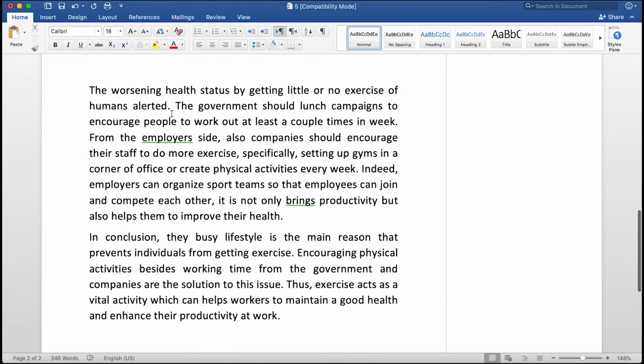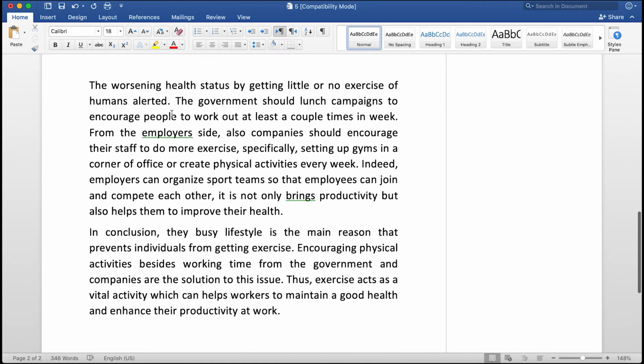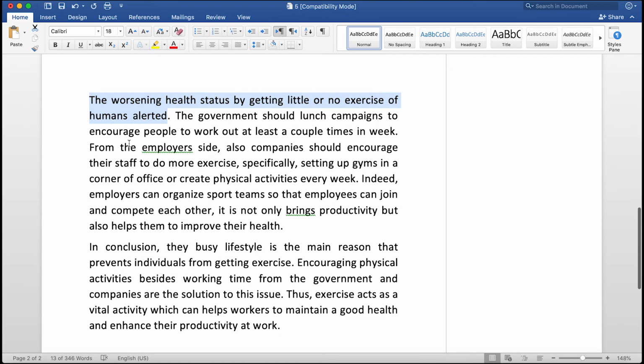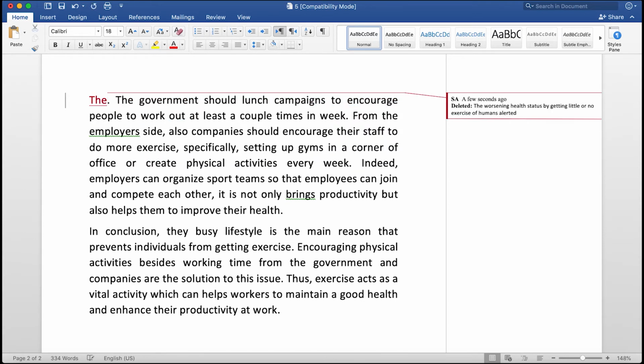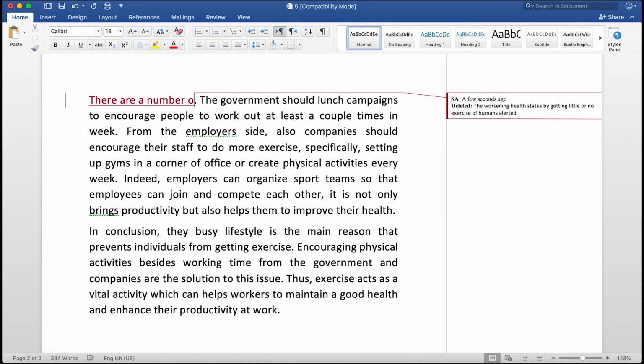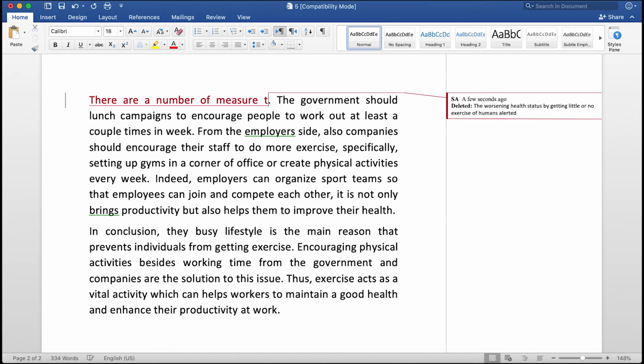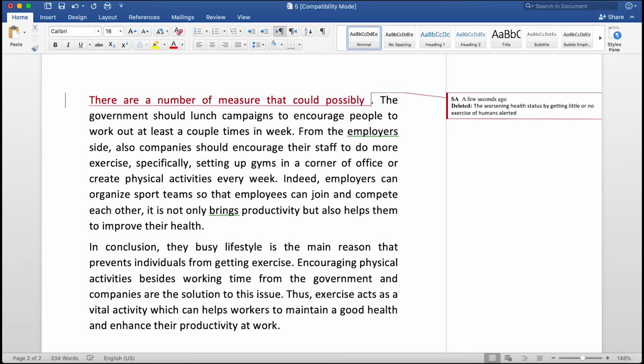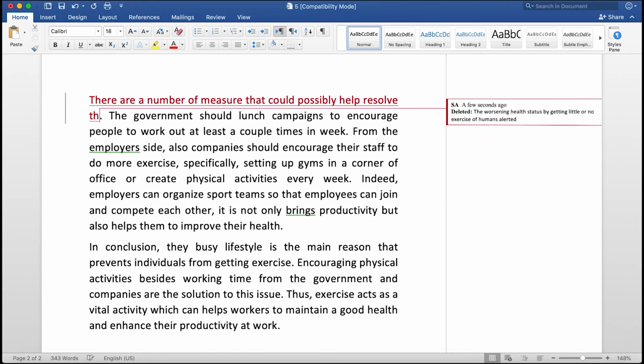Next paragraph. The worsening health status by getting or little no exercise of humans alerted. Okay, where's the verb here? The worsening health status, that's just the subject. By getting little or no exercise, that's an extension of the subject, of humans alerted. So this sentence is very unclear. I'm assuming that the student wants to talk about some solutions. So maybe a topic sentence like, there are a number of measures that could possibly help resolve this problem.